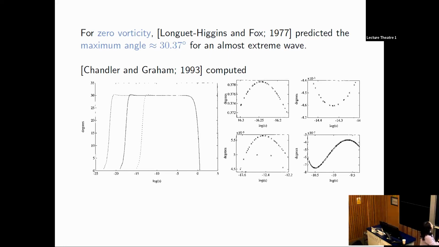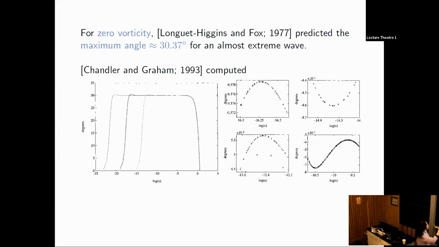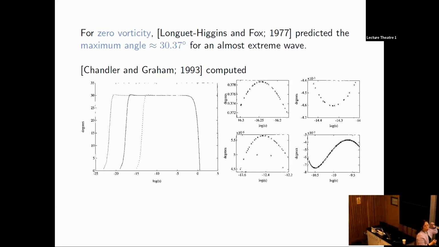I don't think this is very visible, but their paper was printed in bad, low quality, so I couldn't do anything better than this. On the left, on the vertical axis, this is the angle in degrees. And on the horizontal axis, this is effectively the x-axis, but in a log scale, from the crest to the trough.